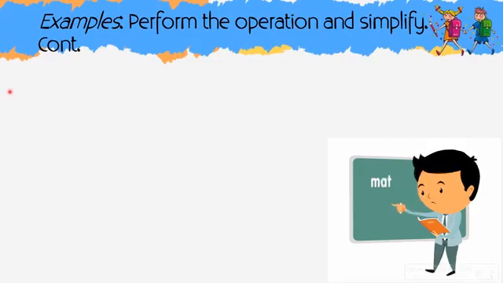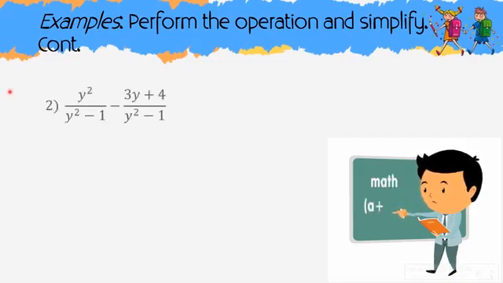Okay, so let's proceed with our second example. You have y squared all over y squared minus 1 minus 3y plus 4 all over y squared minus 1. Now, as you can see, in subtracting rational expressions, first we need to get the least common multiple of the denominators. But our denominator here is the same polynomial.